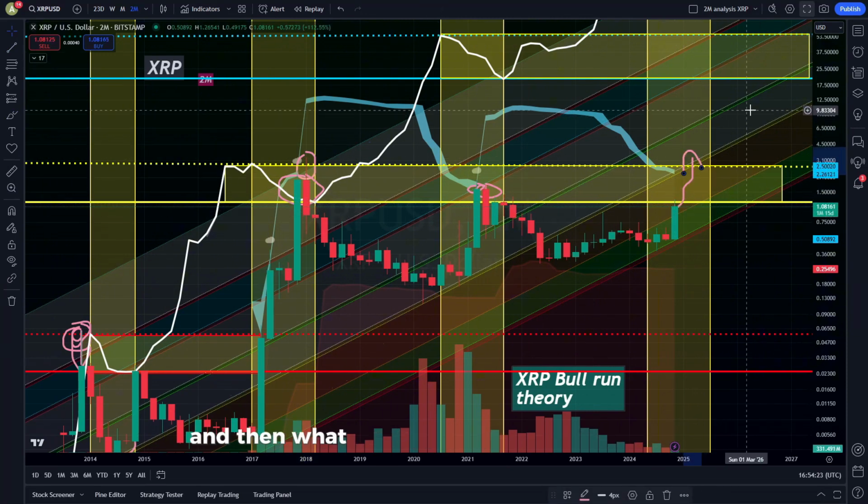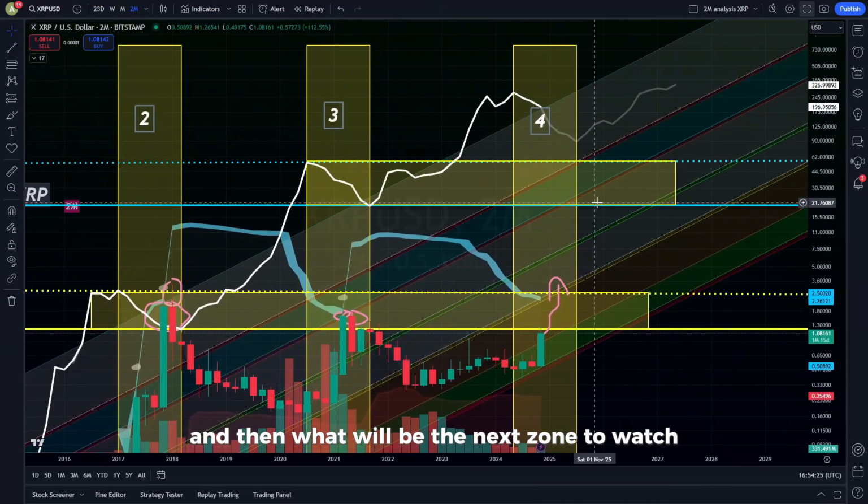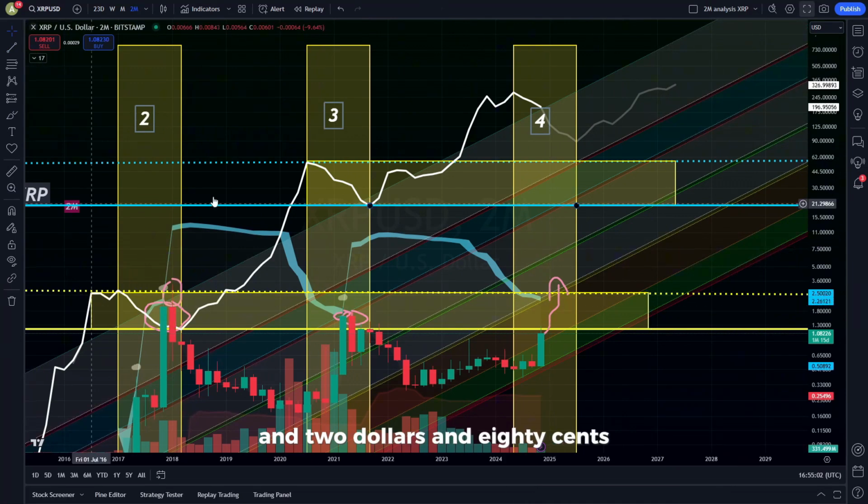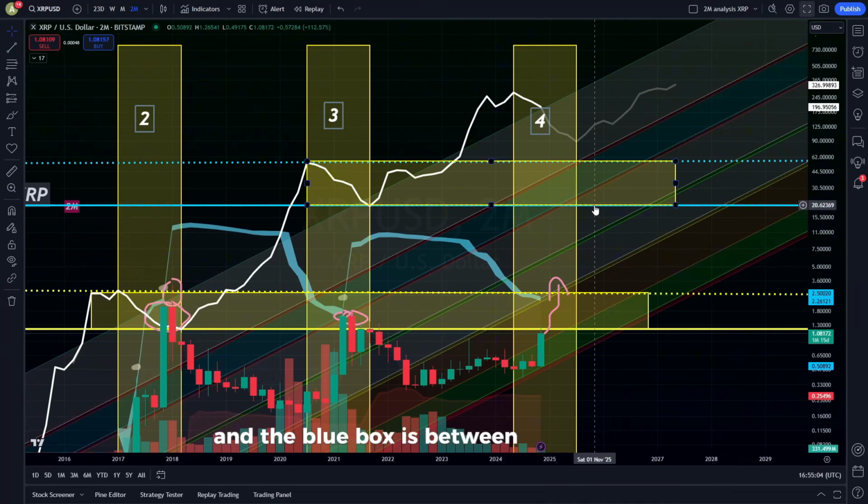And then what will be the next zone to watch? It will be this blue box. The yellow box is currently between $1.18 and $2.80. And the blue box is between $20 and $55. So you are watching this video to know the key area to pay attention to in the future.